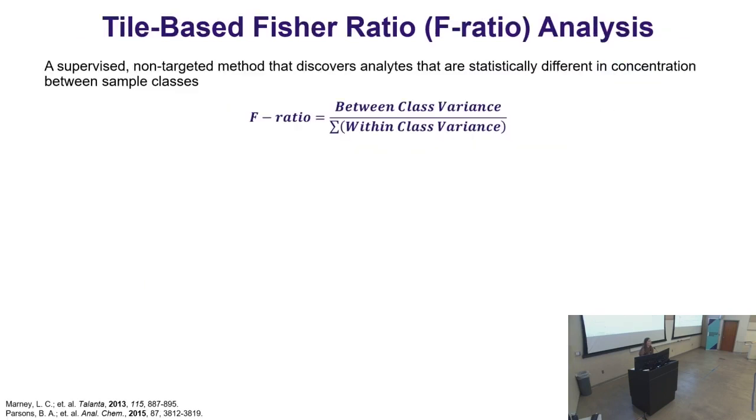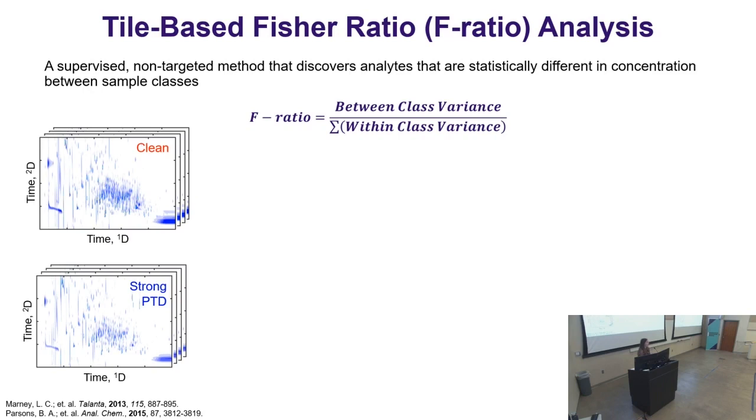And we decided to turn to our tried and true tile-based Fisher ratio, or F-ratio, analysis. As given again in Professor Synovec's talk, this is a supervised, non-targeted method that discovers analytes that are statistically different in concentration between sample classes. It's based upon this F-ratio metric that is basically the between-class variance divided by the pooled within-class variance. So analytes that are more likely to be statistically different will have a very high between-class variance relative to their within-class variance.